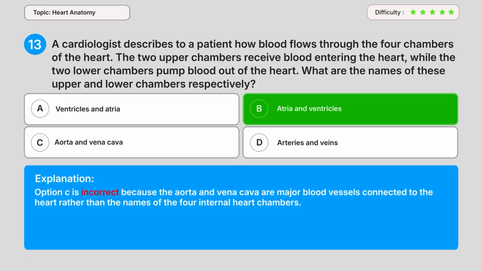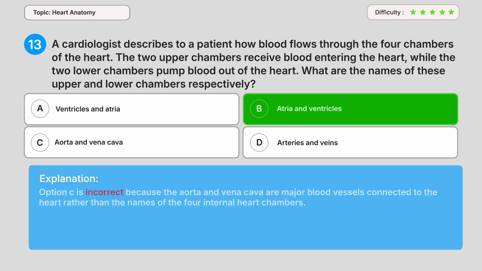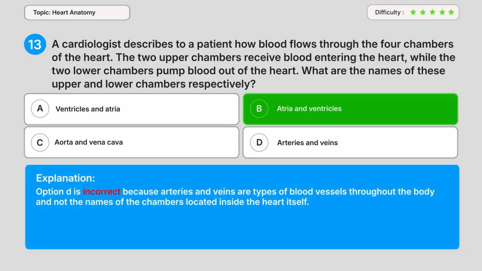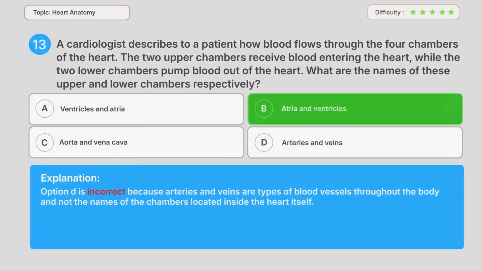Option C is incorrect because the aorta and vena cava are major blood vessels connected to the heart, rather than the names of the 4 internal heart chambers. Option D is incorrect because arteries and veins are types of blood vessels throughout the body and not the names of the chambers located inside the heart itself.